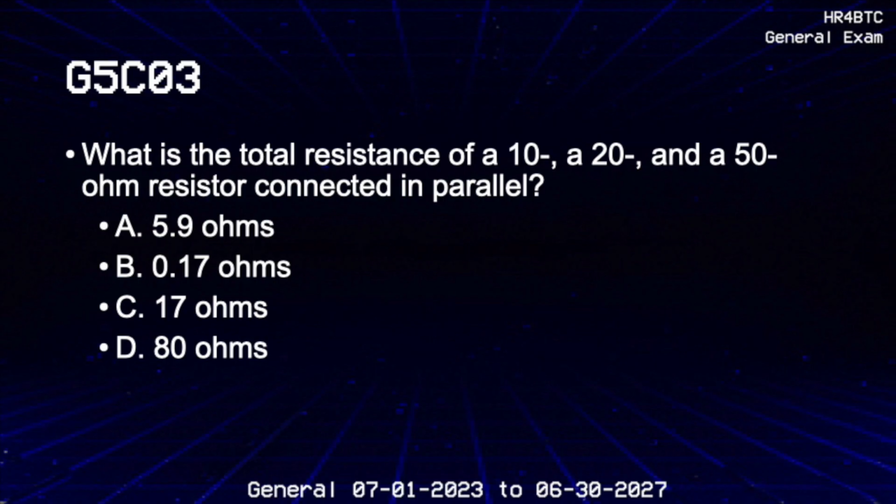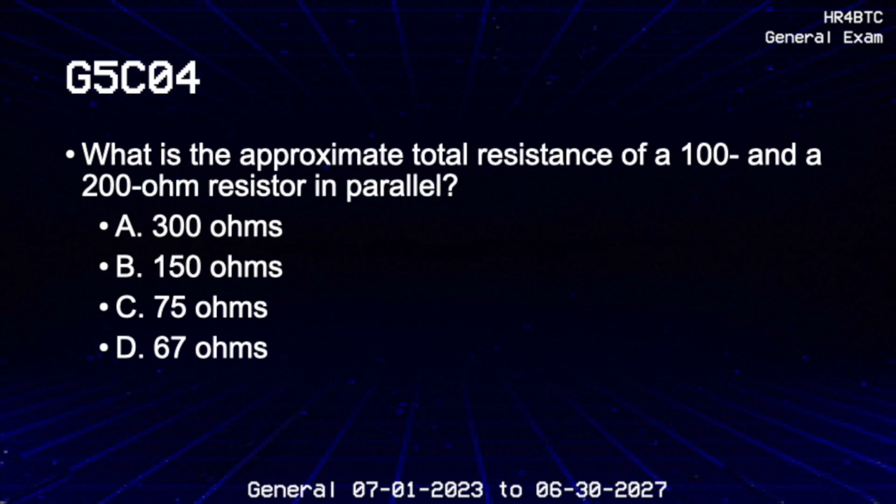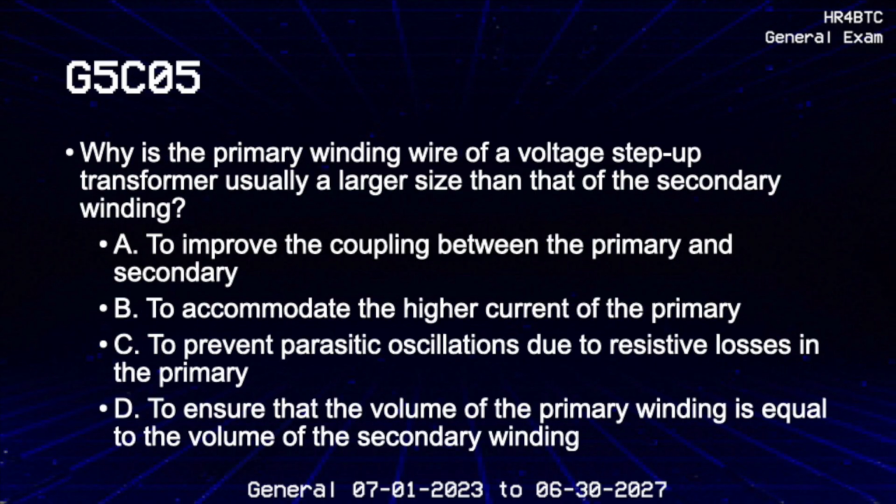What is the total resistance of a 10, a 20, and a 50 ohm resistor connected in parallel? 5.9 ohms. What is the approximate total resistance of a 100 and a 200 ohm resistor in parallel? 67 ohms. Why is the primary winding wire of a voltage step-up transformer usually a larger size than that of the secondary winding? To accommodate the higher current of the primary.